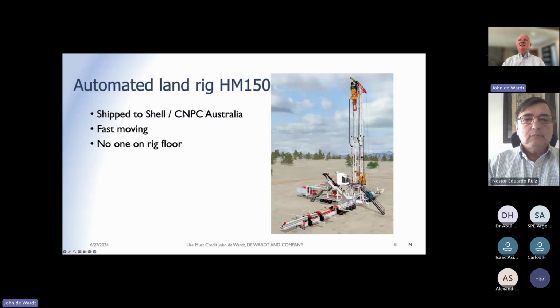What I found interesting is they've shipped this HM150, which is a shallow drilling rig, to Shell and CNPC in Australia, which I think is called Arrow. And they're drilling coal bed methane wells. It's fast moving and there's no one on the rig floor. But I can't find out what happened to it after it got shipped there. I don't know if it's in operation or what's going on.